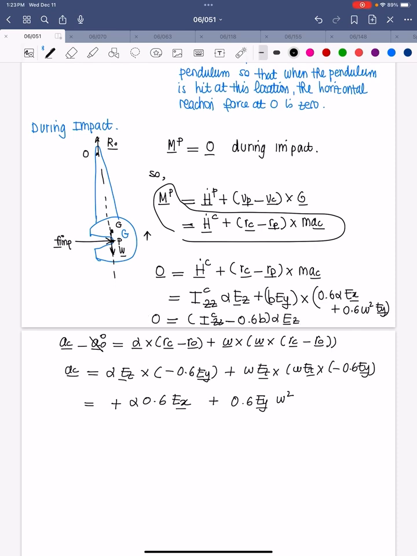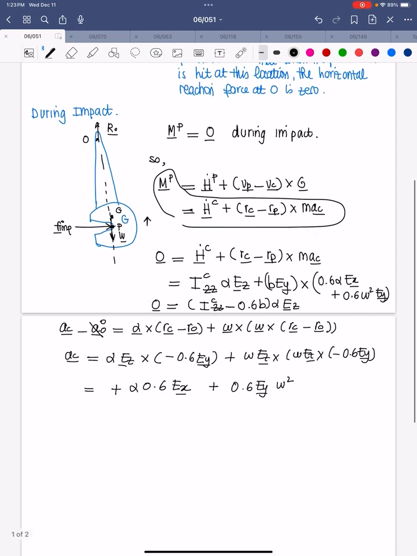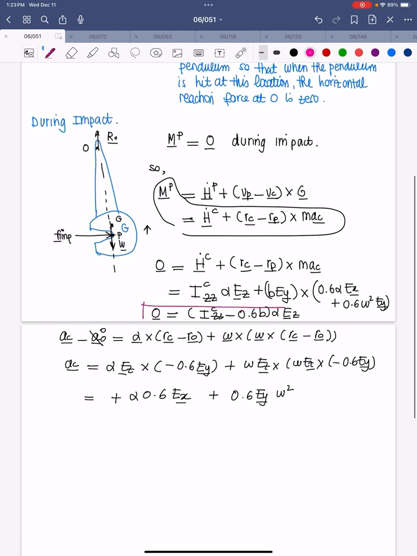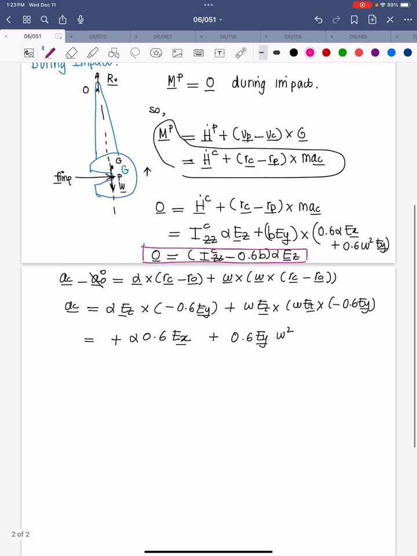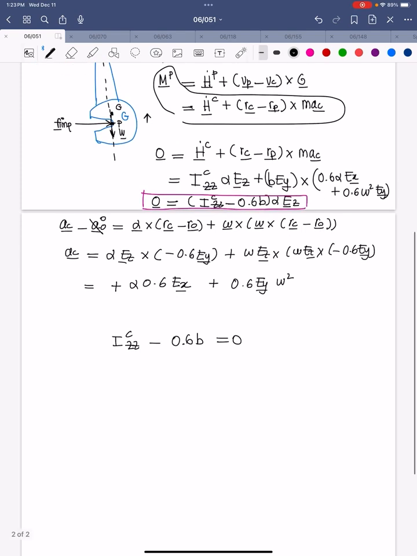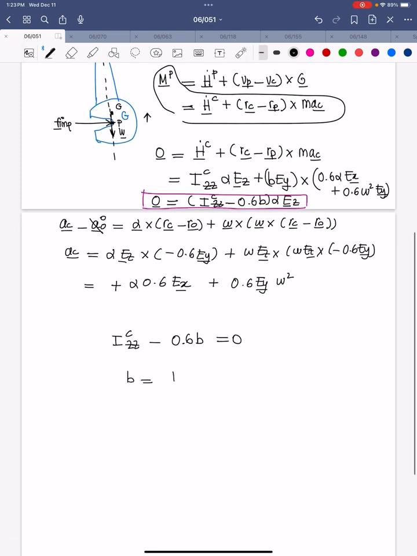So that's actually equal to 0, which means that ICZZ minus 0.6b is equal to 0, because we know that alpha is not 0. So then this will enable us to calculate B. B is ICZZ over 0.6.